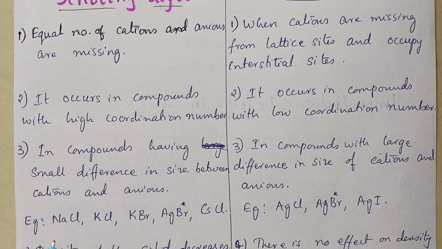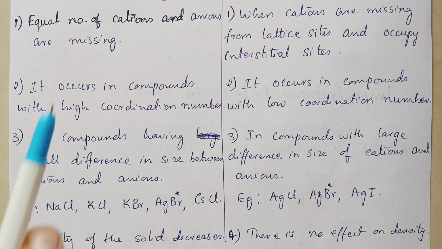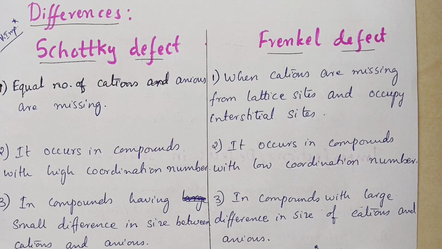The compounds which show Schottky defect are sodium chloride, potassium bromide, silver bromide, cesium chloride. And some of the compounds which show Frenkel defect are silver chloride, silver bromide, silver iodide. As you can see, silver bromide shows both Schottky defect and Frenkel defect. Because of Schottky defect, density of the solid decreases. But because of Frenkel defect, there is no effect on density. So these are the differences between Schottky defect and Frenkel defect. I hope it is clear to you.